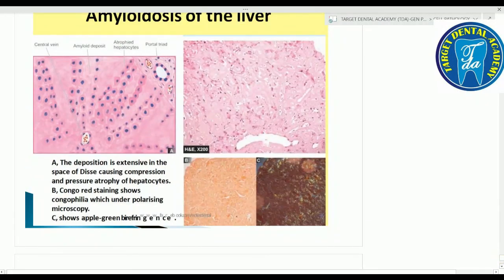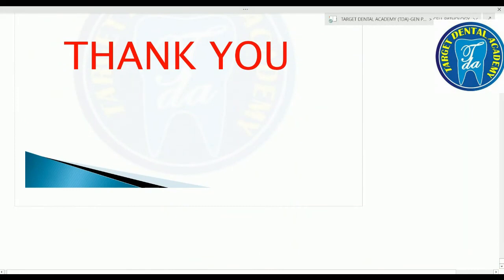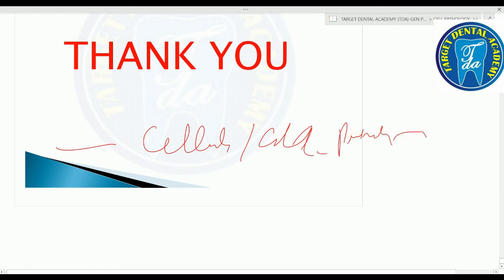While in amyloidosis of the liver, these are the atrophied hepatocytes. The deposition is extensive in the space of Disse, causing compression and pressure atrophy of the hepatocytes. The Congo red staining shows Congophilia, while under polarizing microscope it shows apple green birefringence. Fine. So guys, this is all about the cellular pathology. Please go through it once and try to make notes. Thank you.